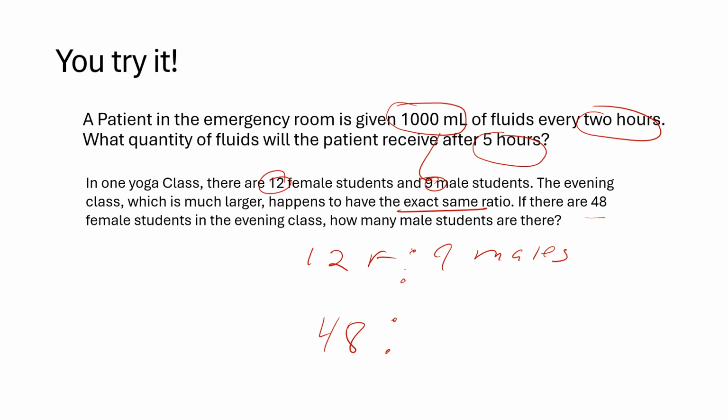Well, a good way to do this is understanding if it's the exact same ratio, to go from 12 to 48, you just multiply by 4. Which means all you gotta do here is multiply 9 by 4. 9 times 4 is 36, which means there are 36 males. There's also another way to do it.